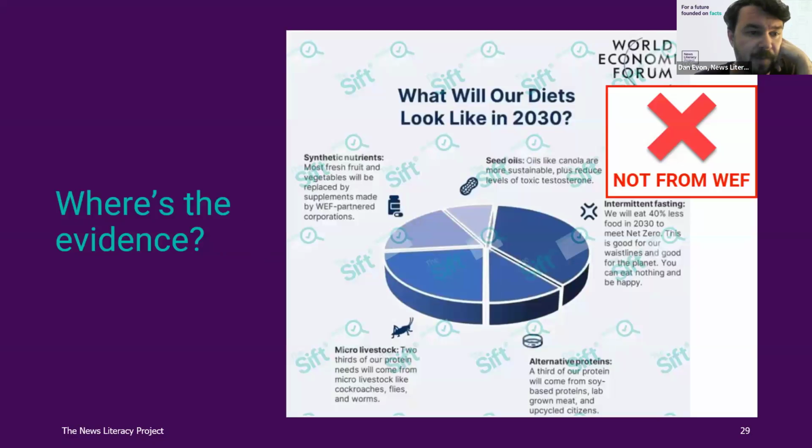Here's another example about a proposed diet from the World Economic Forum. If you're not aware of these sort of claims, congratulations. It's a conspiracy theory that people are going to start forcing people to eat insects and not to eat meat. And this is one piece of content that pushes that conspiracy theory.